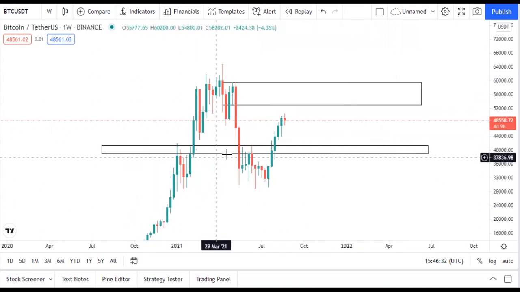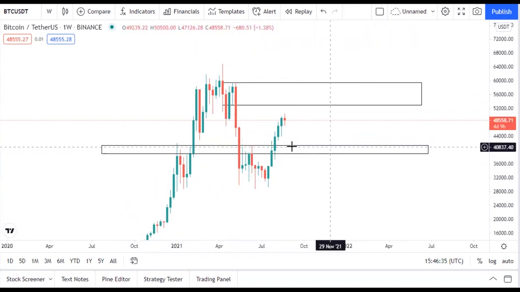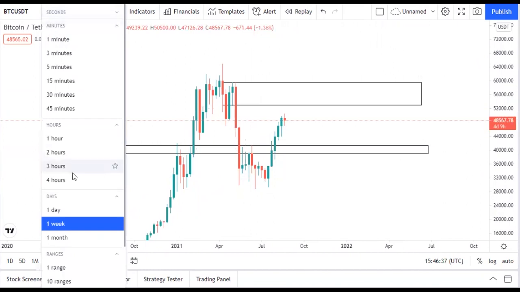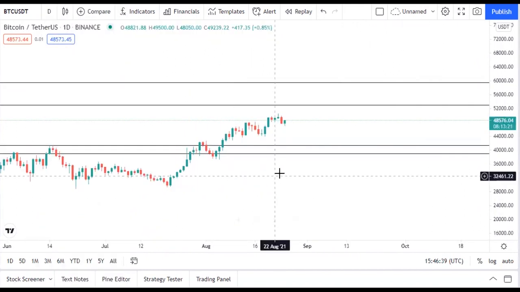But because of this breaking structure, we have a little bit of, well, I say hope, but in trading, we don't like to deal with hope.